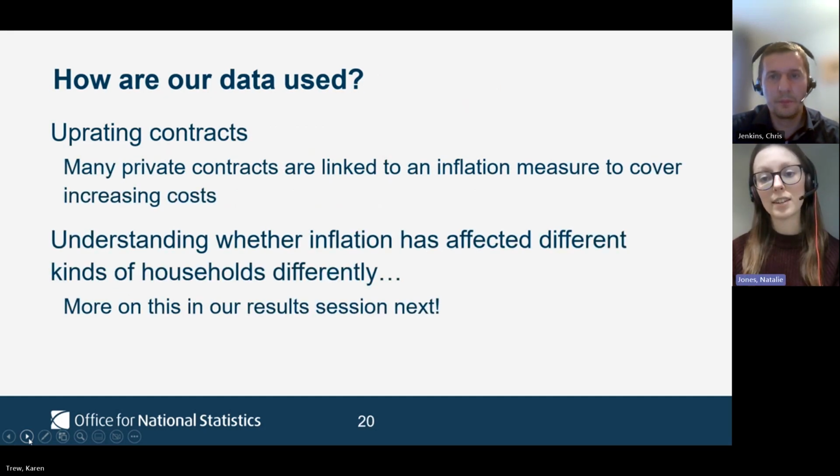Many private contracts are also linked to an annual inflation measure to cover increasing costs. And finally, you might also want to understand whether inflation has affected different kinds of households differently. And for this, you can use our household cost indices. Chris Payne will be showing you the results of these in our next session.